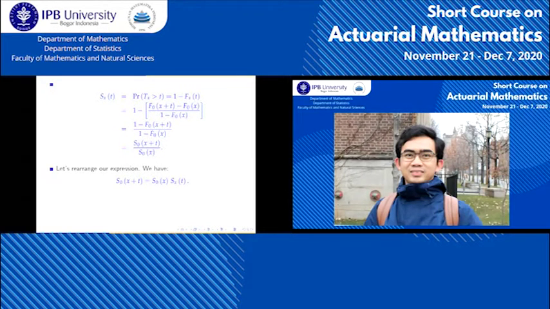Okay, let's rearrange our expression. We have S sub 0 of x plus T is equal to S sub 0 of x times S sub x of T. So just multiply both sides by S0 of x. So what does this expression mean?